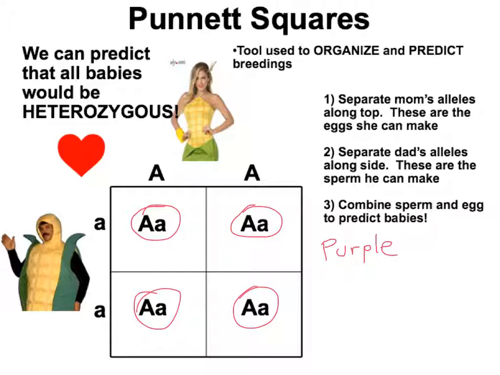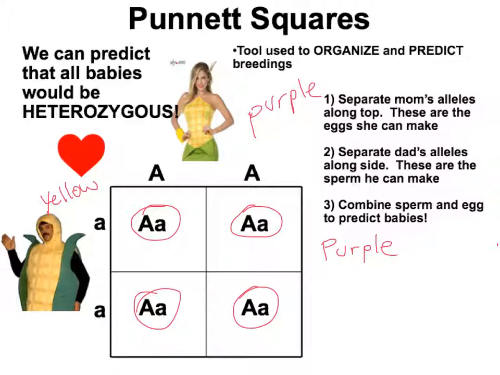So if we think about this and apply it back to the corn example that we saw, this mama corn would represent the purple corn, big A, big A. And this daddy corn would represent the yellow corn, little a, little a. When they cross, all of their corn babies are big A, little a, or heterozygous, and that means that they're all purple.